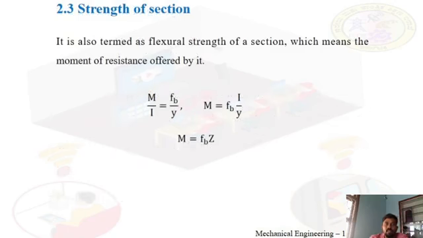Now the strength of section. It is also termed the flexural strength of the section, which means the moment of resistance offered by it. Take M by I is equal to Fb by Y from the bending equation. Now M is equal to Fb into I by Y. We already know I by Y is nothing but Z. So the moment M becomes Fb into Z. It is a very important formula.